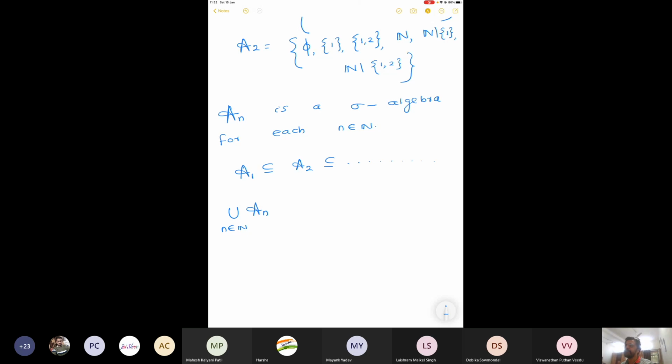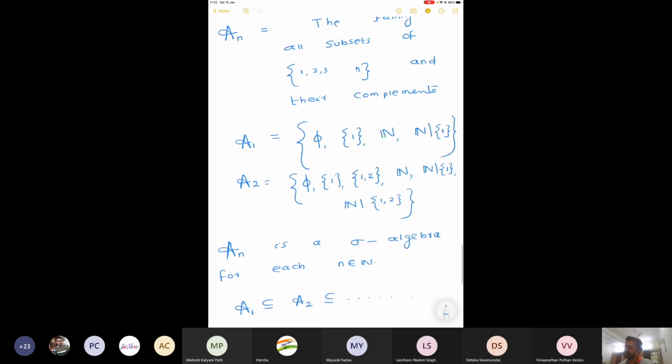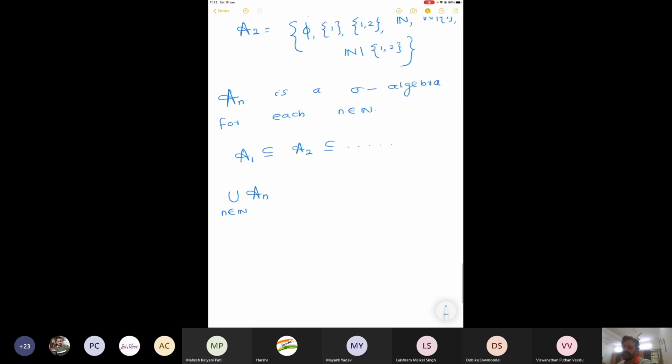See, union AN, how can it be N? It will be subsets of N, right? A1 contains subsets of N, A2 contains subsets of N. So union AN would be a collection of subsets of N. Do you all mean to say that it will be only finite subsets of N and their complements? The union is not the power set of N.